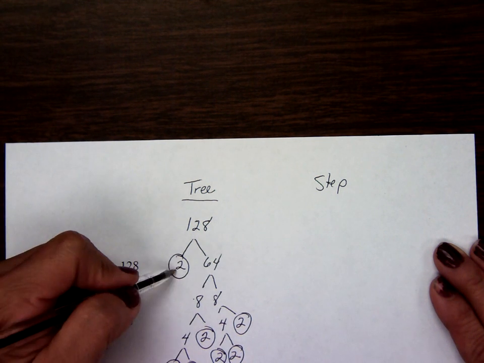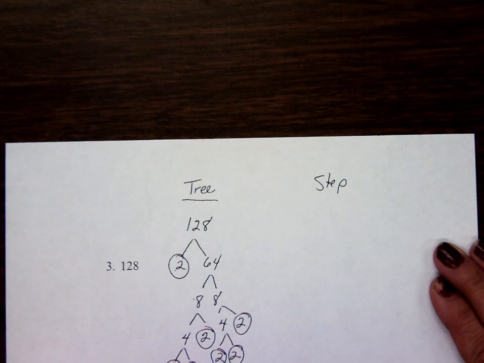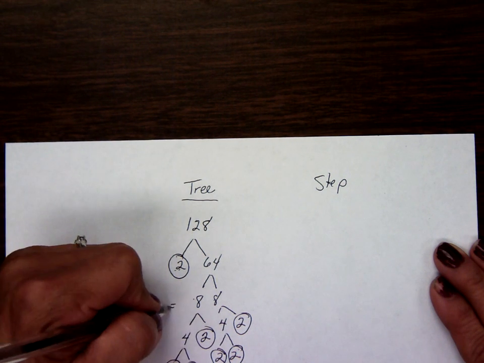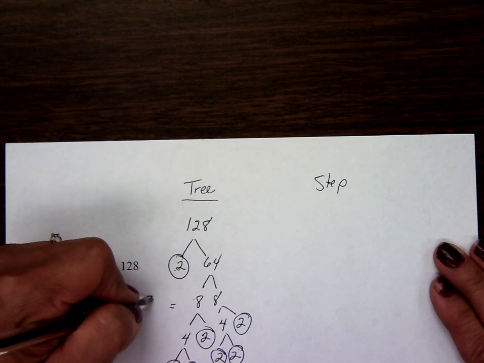Now you count how many 2's you have, because that's the only number. You don't have to write least to greatest. You got 1, 2, 3, 4, 5, 6, 7. So the answer is 2 to the 7th power.